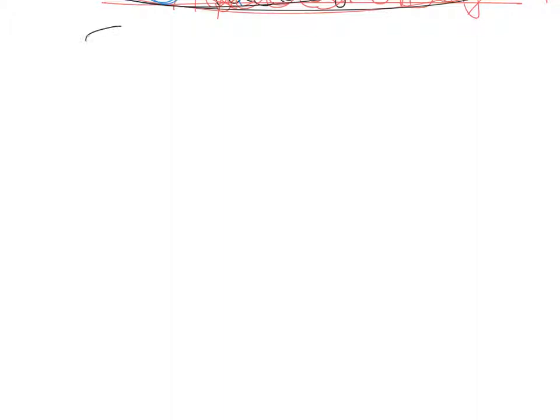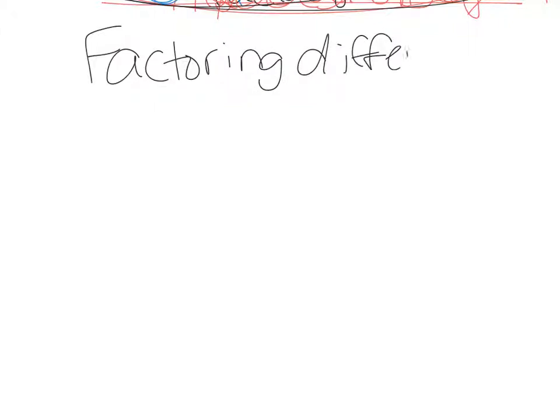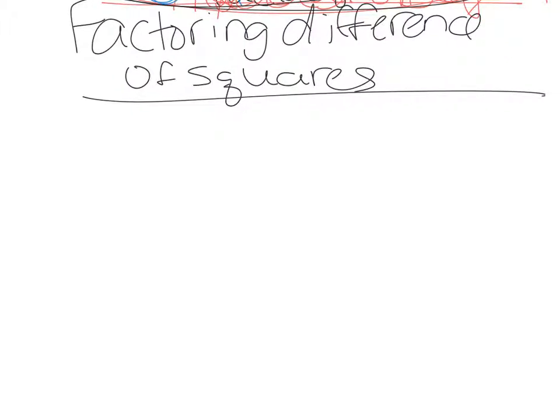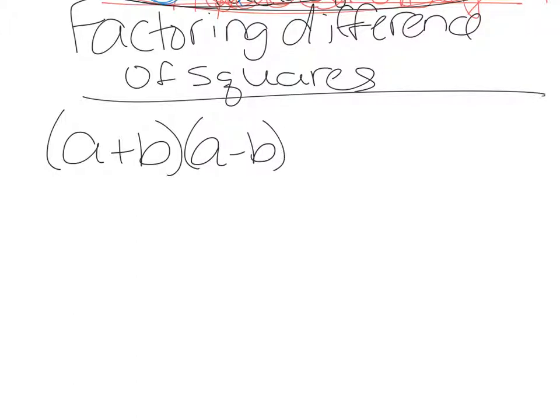Now, the second type of factoring that is really, really easy is factoring difference of squares. We will get into some of the more complex types of factoring after Thanksgiving break, but this is the easiest type of factoring other than the greatest common factor. So let's talk about what this is going to look like. So let's go back to the idea that factoring is the inverse of multiplying. So let's look at multiplying these binomials, a plus b times a minus b, and let's see what happens.